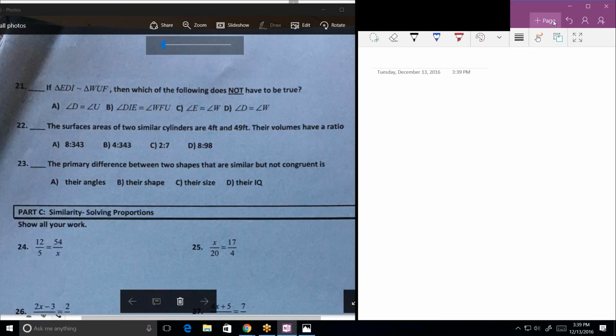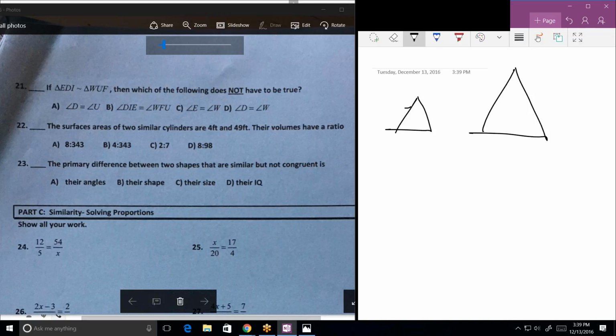The primary difference between two shapes that are similar but not congruent is their IQ. I like that. Their size? Yes.